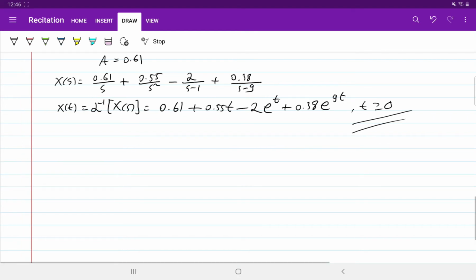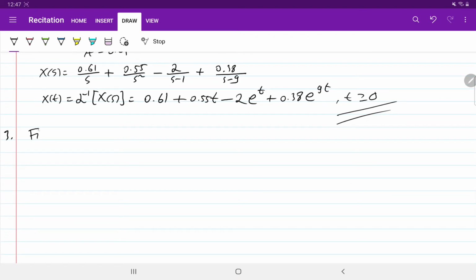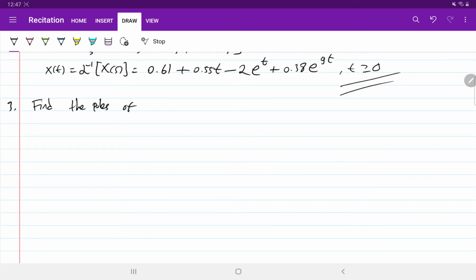Okay, next, problem number 3. Find the poles of the following block diagram. You have this block diagram.